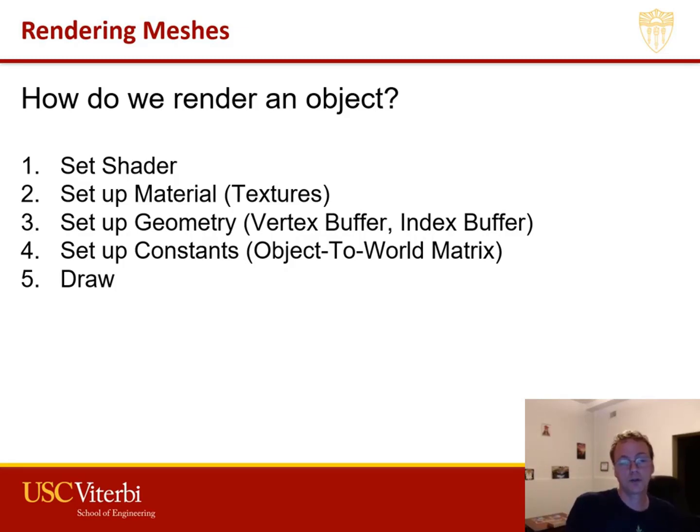And then comes the vertex buffer. This is the stuff that's in the vertex buffer. The vertex buffer has an array of vertices and an array of indices. We need to send those to the GPU. And the render object has the object to world matrix for that object. And then we say draw.